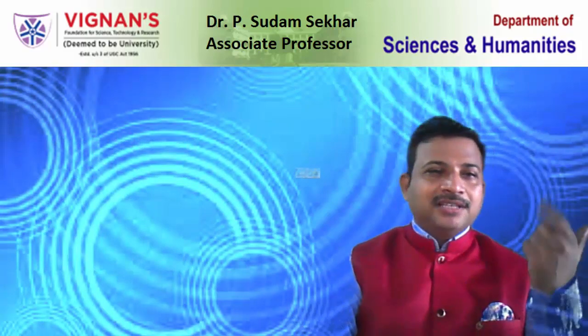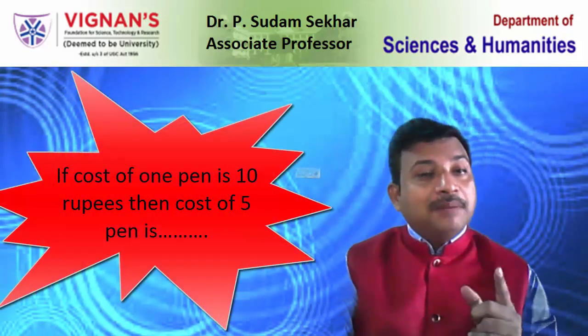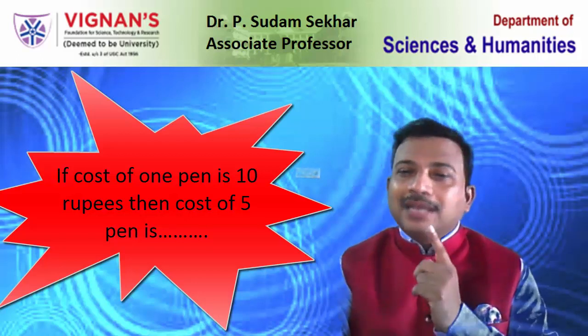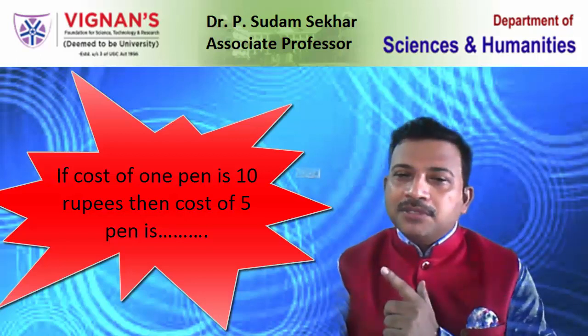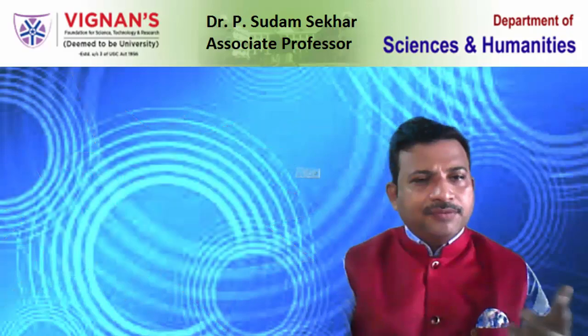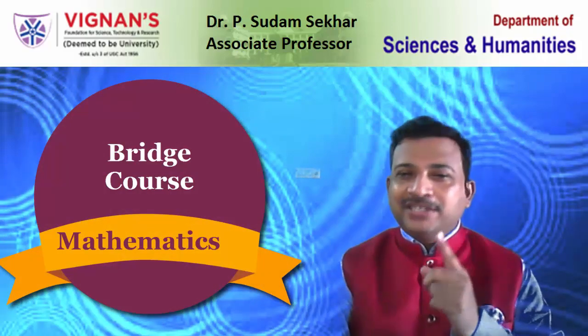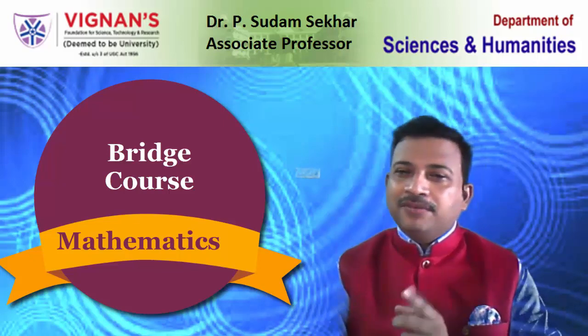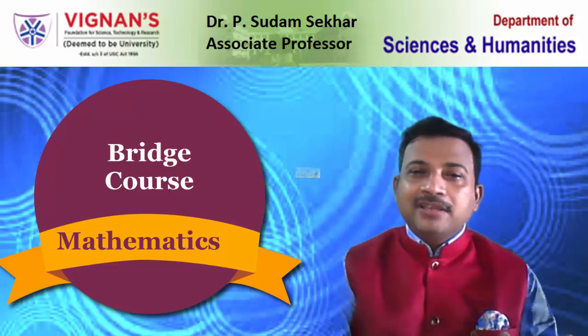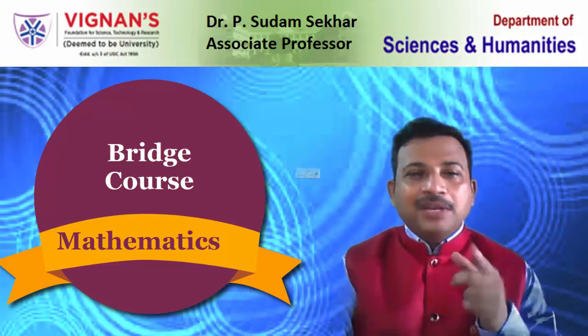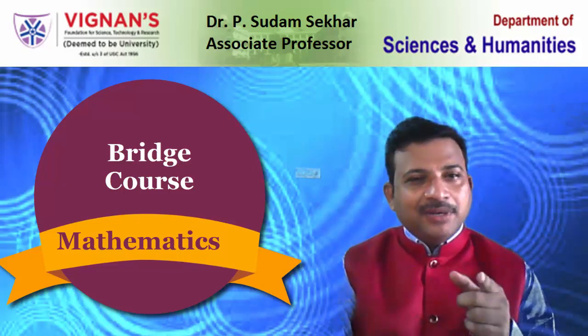How? See an example. If the cost of 1 pen is 10 rupees, then the cost of 5 pens is how much? 50. Simple. What have you done? Multiplied. 1 pen 10 rupees, 5 pens 50 rupees. It's simple. It's very easy. How? When you are in intermediate, you feel it's so easy.